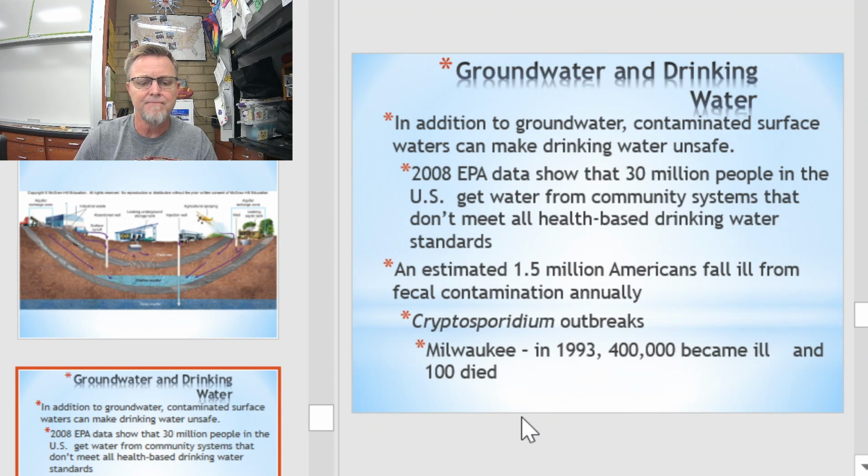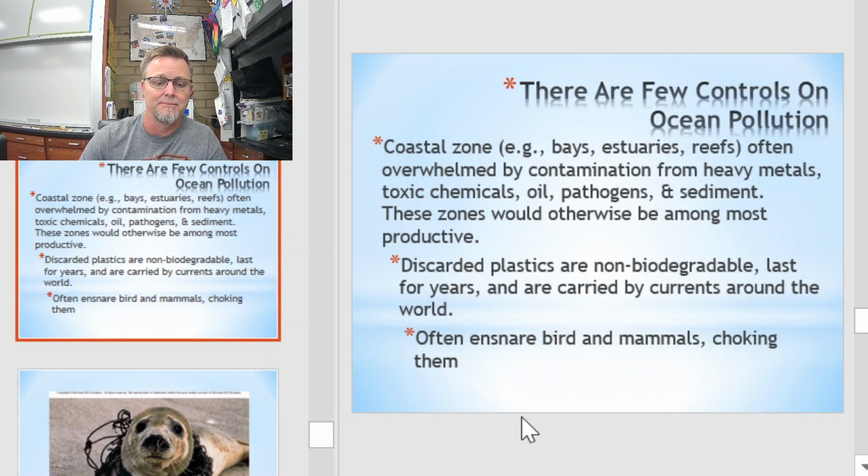Okay? In addition to groundwater contamination, surface waters can make drinking water unsafe. In 2008, the EPA data shows that 30 million people in the U.S. get their water from community systems that don't meet all health-based drinking water standards. An estimated 1.5 million Americans fall ill from fecal contamination annually just by drinking water.